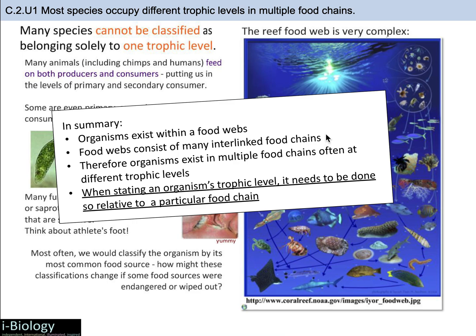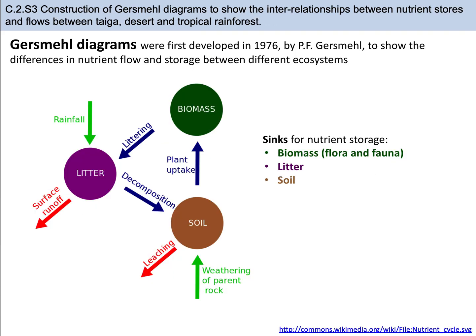So in summary, organisms exist within food webs. Food webs consist of many interlinked food chains. Therefore, organisms exist in multiple food chains, often at different trophic levels. When you are stating an organism's trophic level in a test, it needs to be done relative to the food chain that they are giving you as an example. They won't just make you guess. They'll give you a description of what's occurring there.